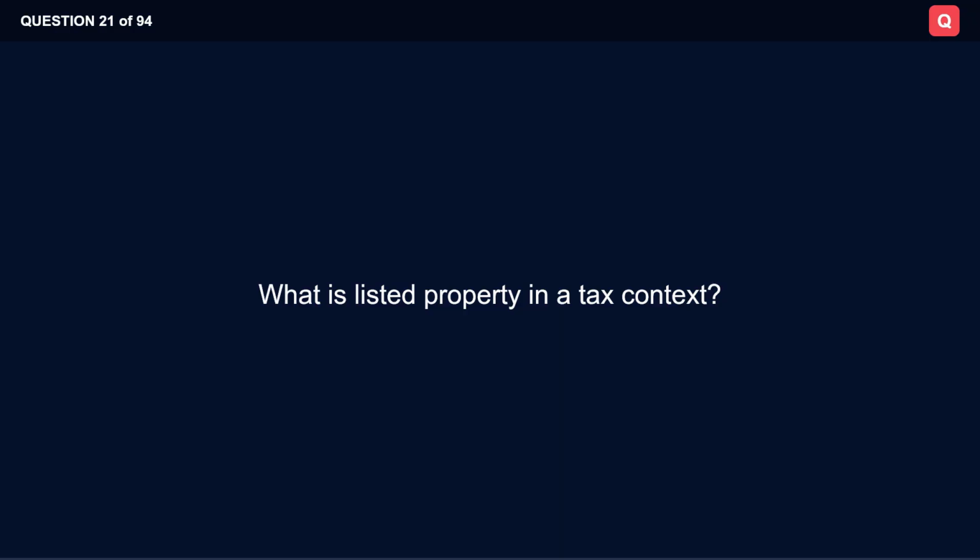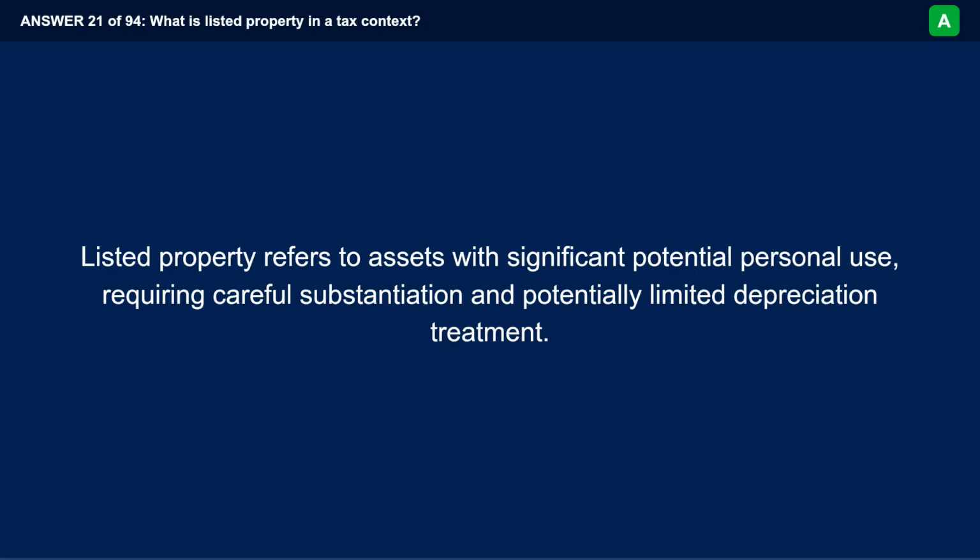What is listed property in a tax context? Listed property refers to assets with significant potential personal use, requiring careful substantiation and potentially limited depreciation treatment.